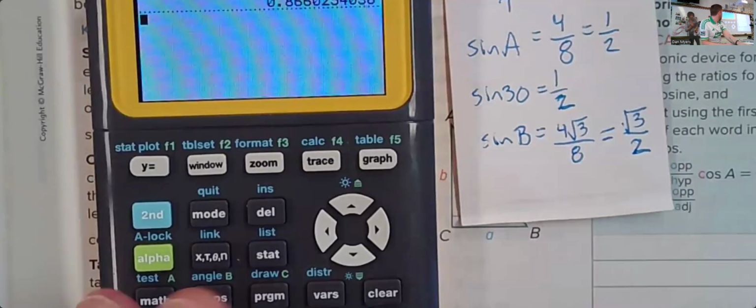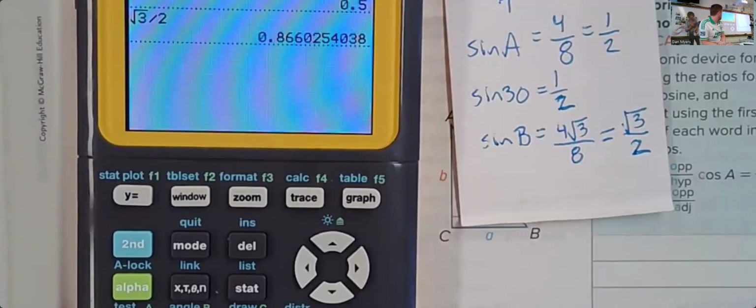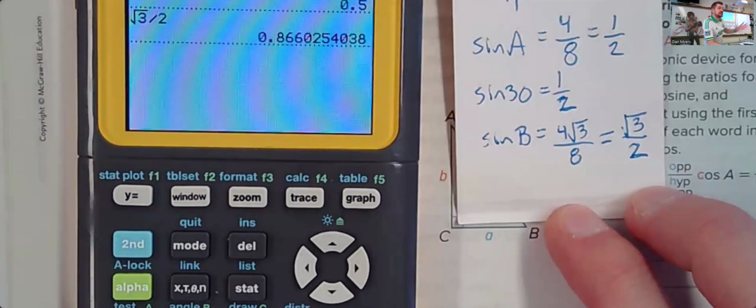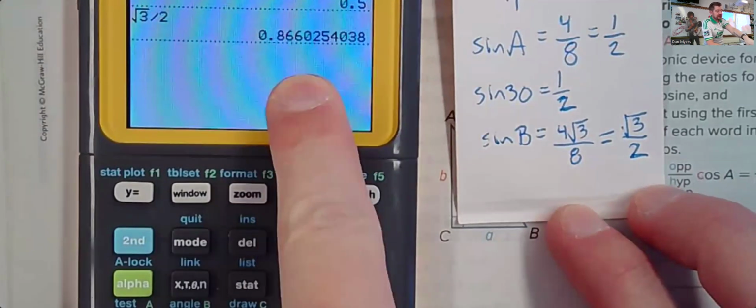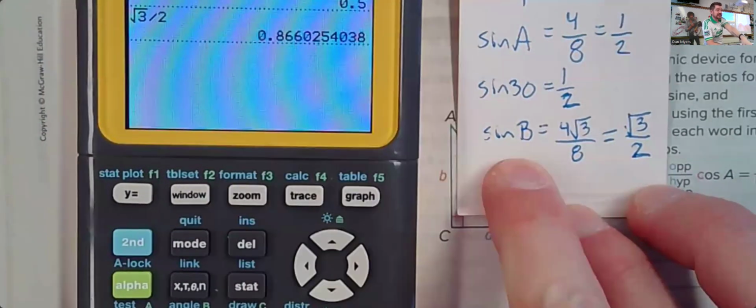And you should get a number that's about 0.866025403. It just keeps going, right? Yeah. 0.8660, yeah, right? That's what you get. Now, this number here should be equal to the sine, it is the sine of angle B.